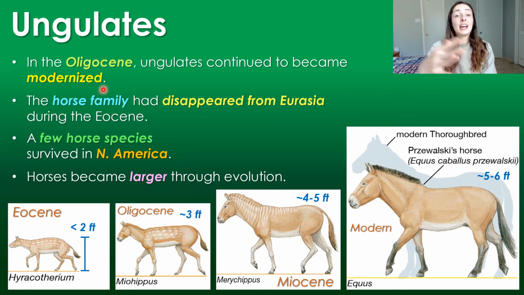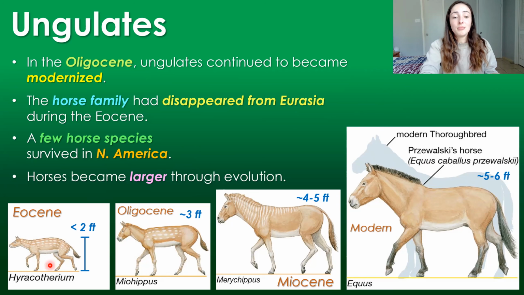In the Oligocene, after the Eocene, remember this is going from the Eocene, which was 55 to 35-ish million years ago, then 35 or 34-ish to 23 million years ago was the Oligocene. This is when ungulates continued to become more modernized. The horse family, for example, had disappeared from Eurasia during the Eocene, and few horses survived in North America, and they became larger through their evolution.